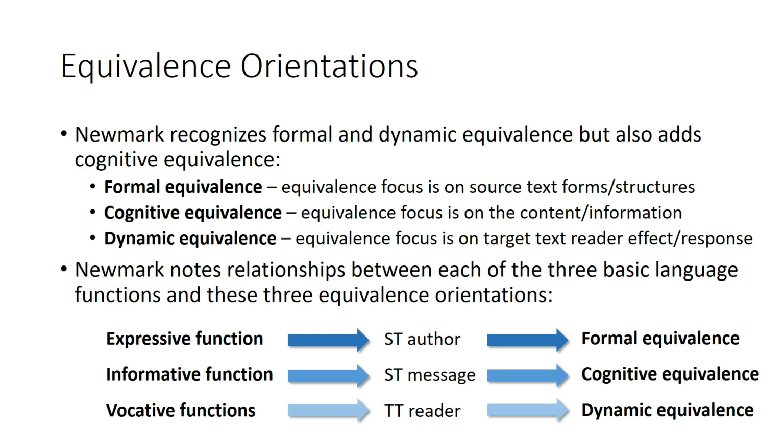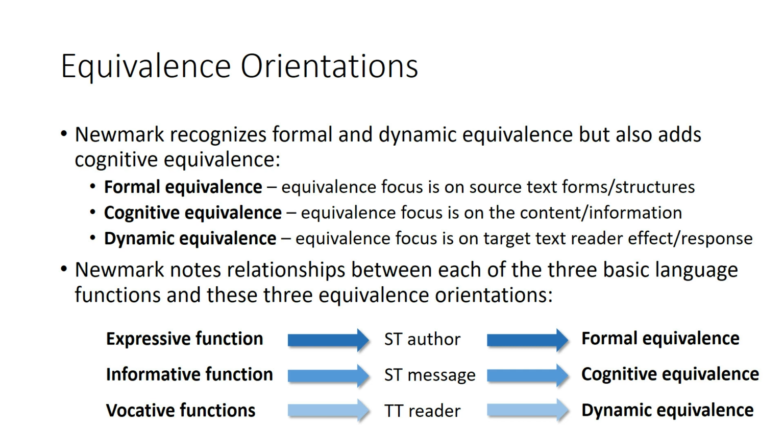Now, Peter Newmark, who's another translation studies theorist who we introduced earlier in the presentation, he takes from Nida these ideas of formal and dynamic equivalence, but he also says, hey, wait a minute, you forgot another important type of equivalence, cognitive equivalence, which would be equivalence at the level of content, information, message. Maybe Nida didn't mention that one because it's a no-brainer. Of course, when you translate, you want equivalence at the level of the content, the information, the message.